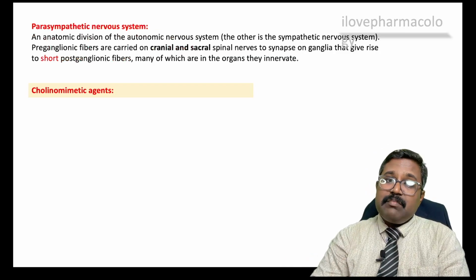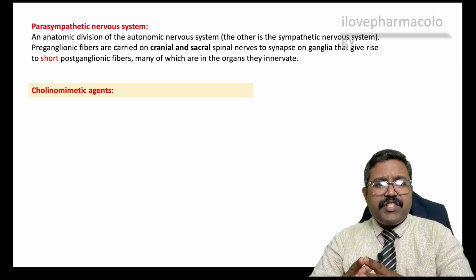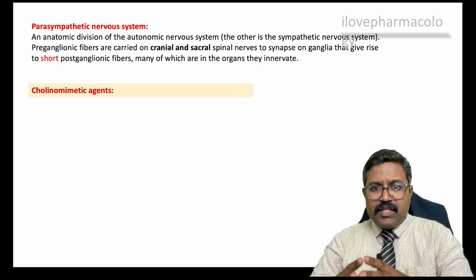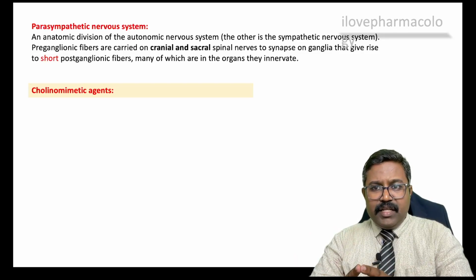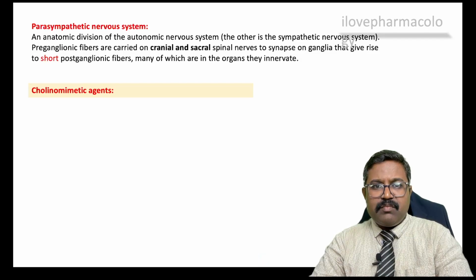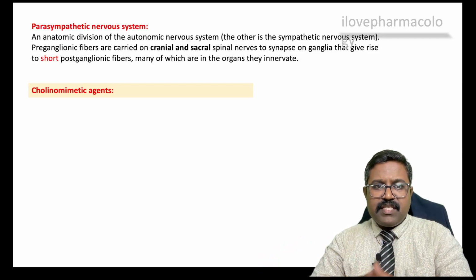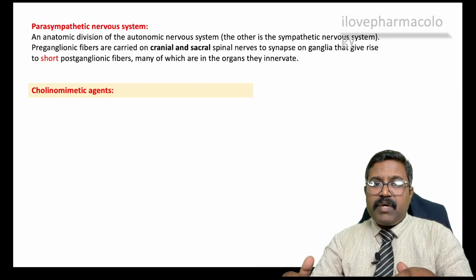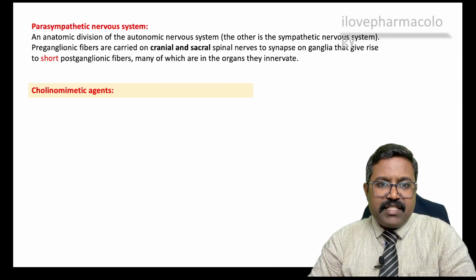Coming to the parasympathetic nervous system, as you know, the anatomical division of the autonomic nervous system can be divided into the sympathetic nervous system and the parasympathetic nervous system. Usually the nervous system is divided into the peripheral nervous system and the somatic system, and in the autonomic nervous system you have the sympathetic nervous system and the parasympathetic nervous system.